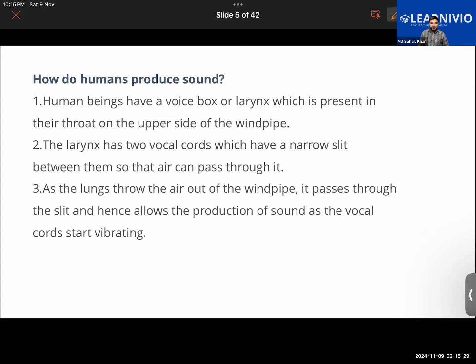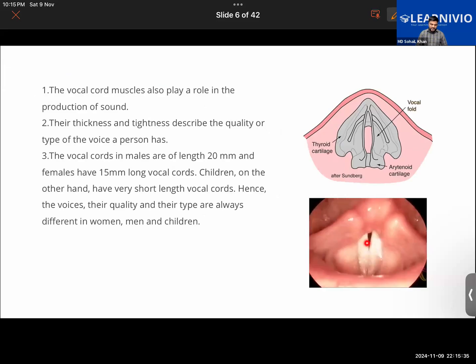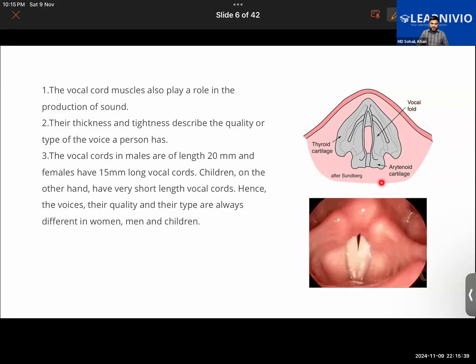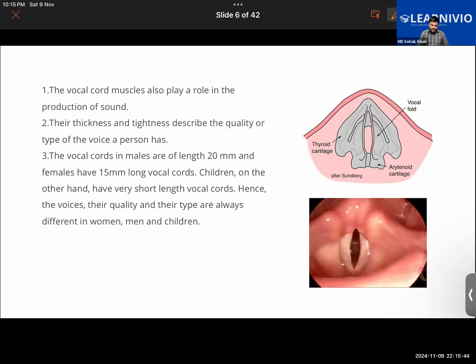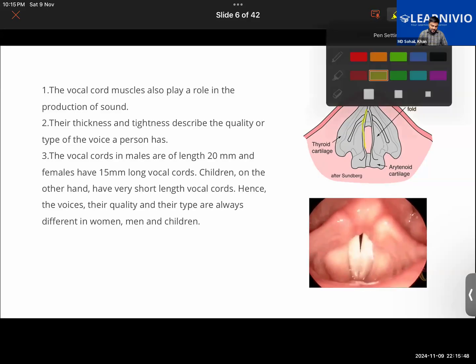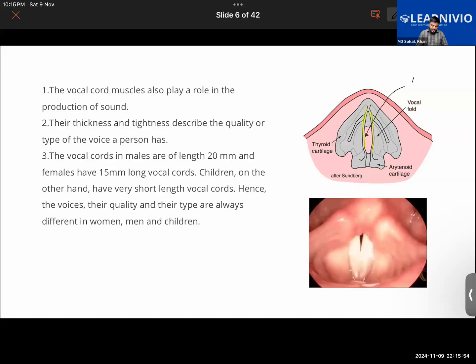Now, the larynx has two vocal cords. These white structures that you are seeing here now are called vocal cords. Also, take a look at this structure. These are the vocal cords, and there is a narrow slit between them via which air can pass.